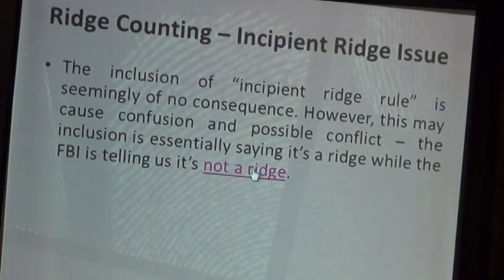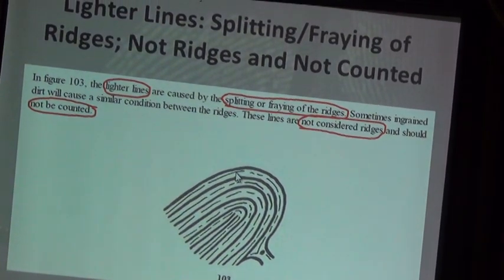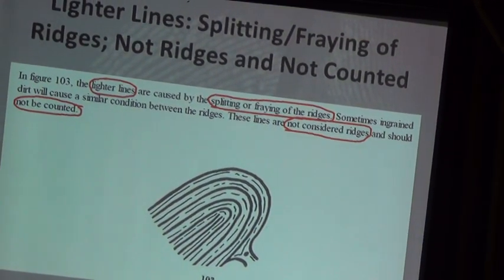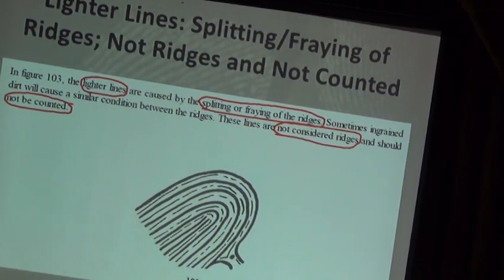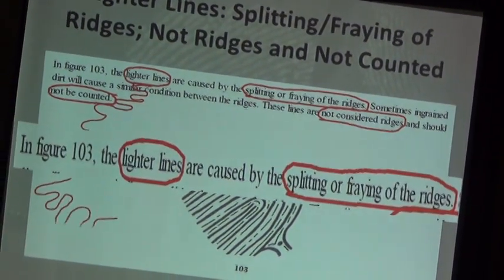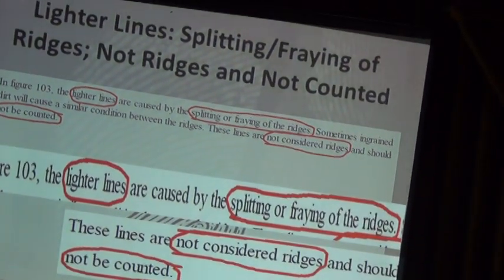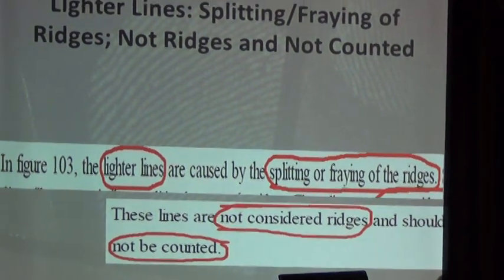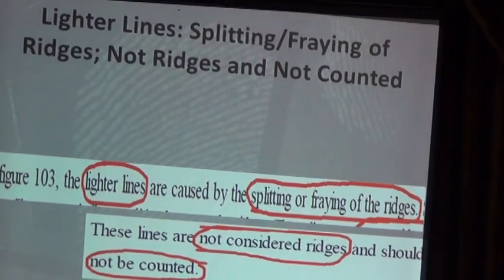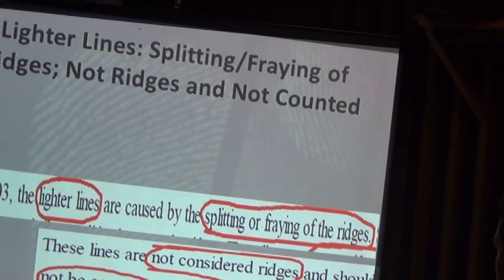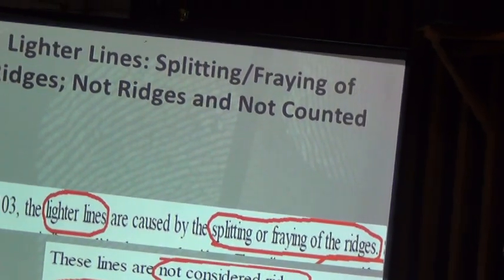Let us see what the FBI says. Based on books, that could be interpreted as an incipient ridge. Click, sir, so we can emphasize it. Lighter lines are caused by splitting or fraying of the ridges. These lines are not considered ridges and should not be counted. There was no mention of incipient ridge. So obviously, in the classification, there was no mention of incipient ridge.